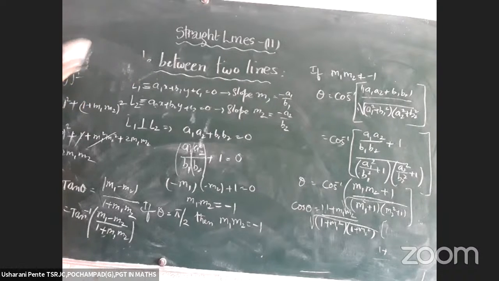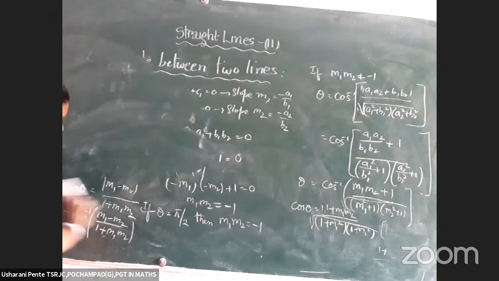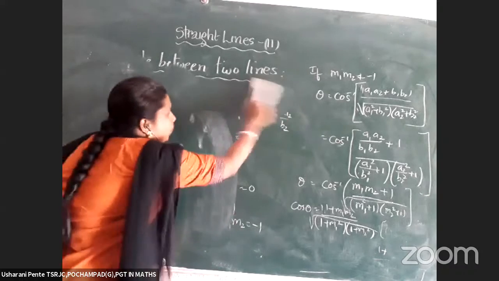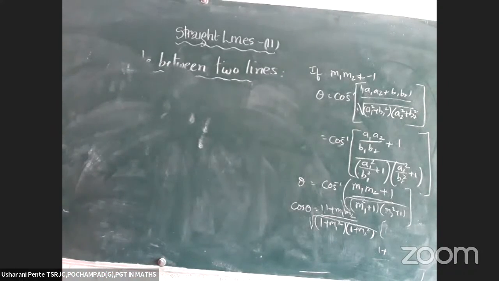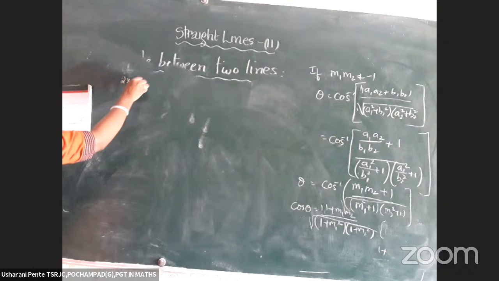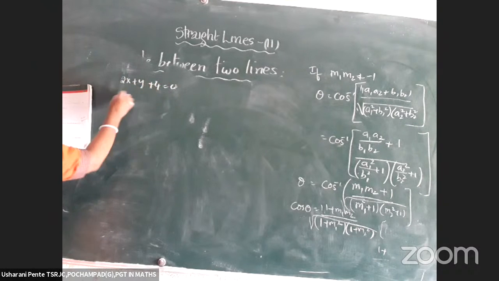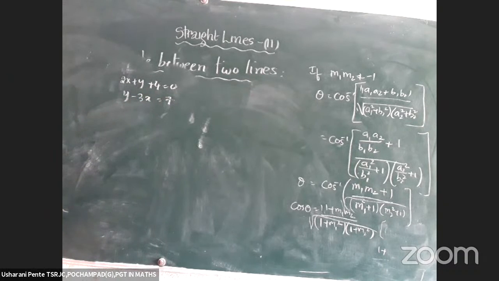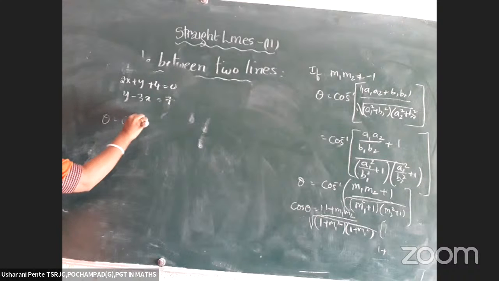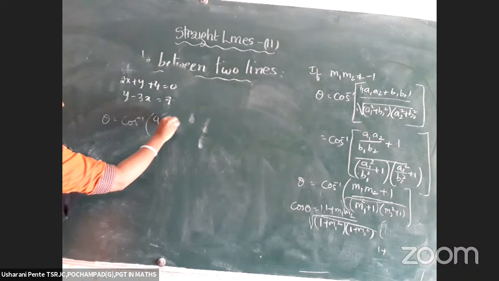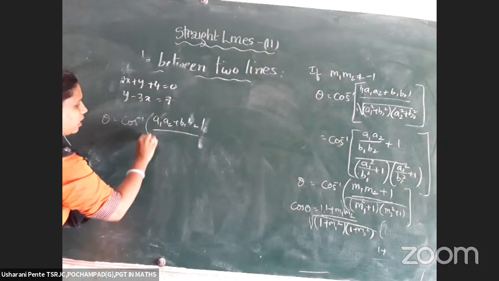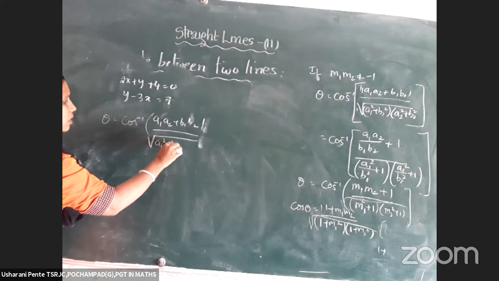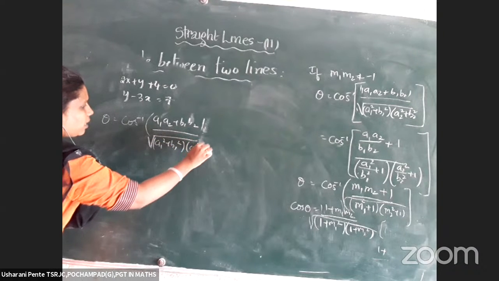So we will just see an example. Find the angle between the two lines. They have given the two lines: 2x plus y plus 4 is equal to 0, and y minus 3x is equal to 7. Then how can we find theta? Theta is equal to cos inverse of (a1 a2 plus b1 b2) by under root of (a1 square plus b1 square) into (a2 square plus b2 square).